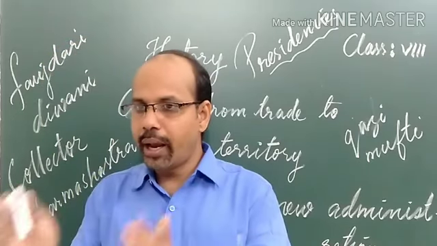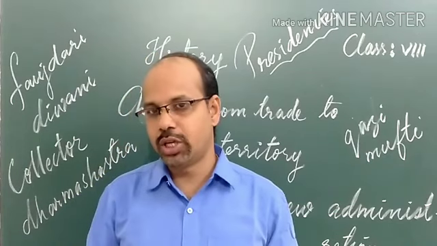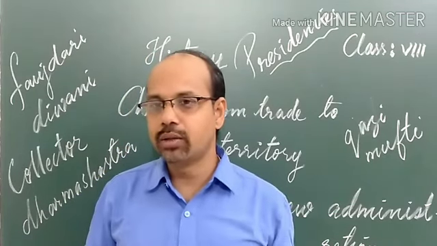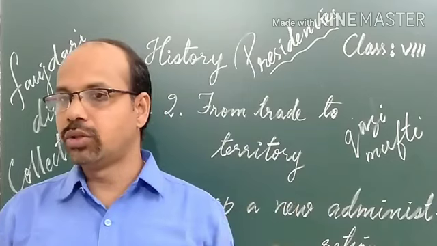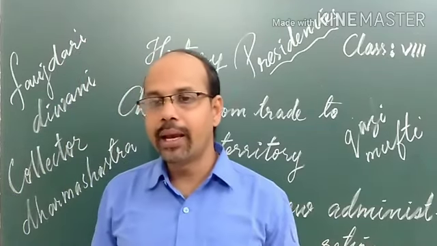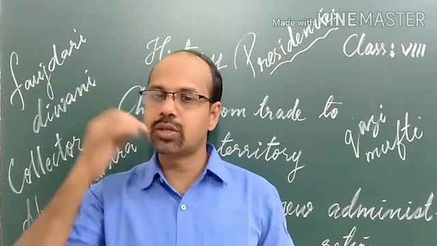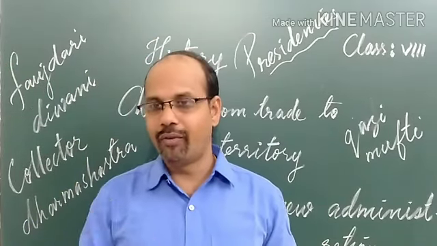The supreme head of the administration in India was the Governor General. He was the highest authority in India. So that means the company had the Governor General for the entire administration of Indian territories. Warren Hastings was the first Governor General.